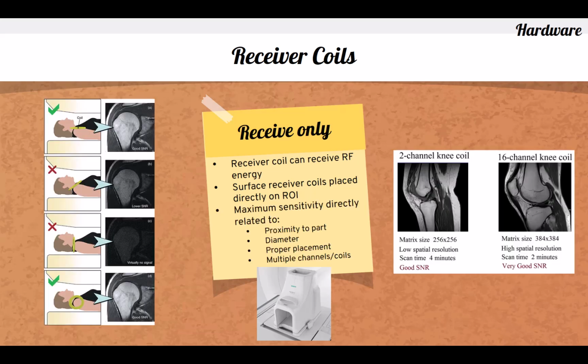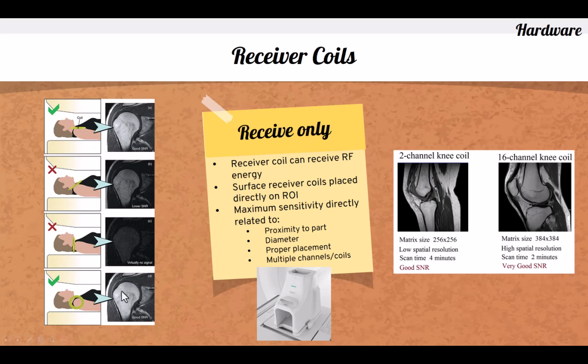Maximum sensitivity is directly related to proximity to the part. That's why you see receiver coils shaped like the anatomy of interest, as you can see here with this chimney coil, which is designed to be placed around the ankle and foot of the patient.